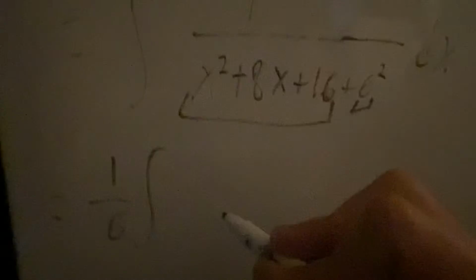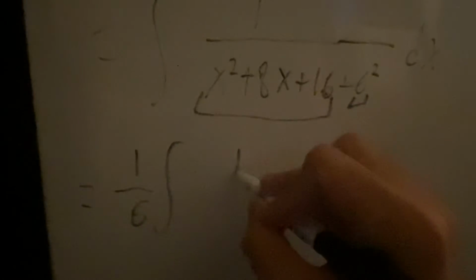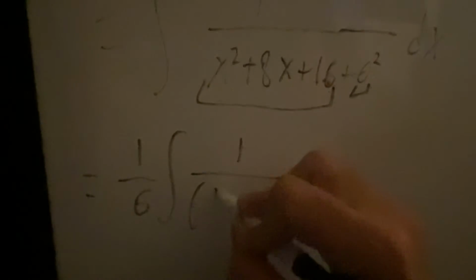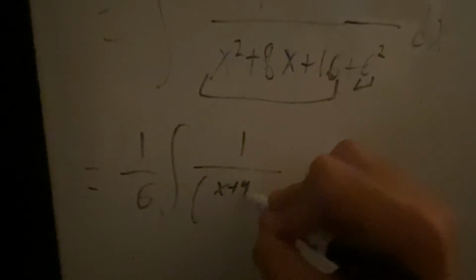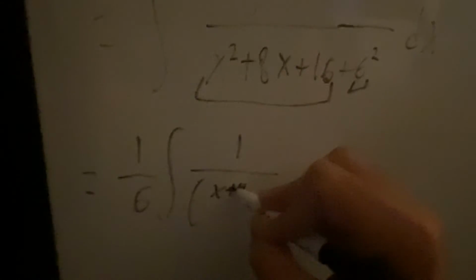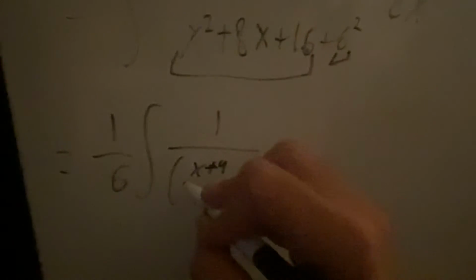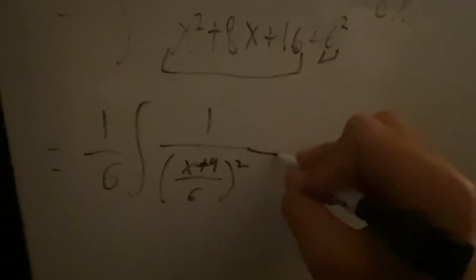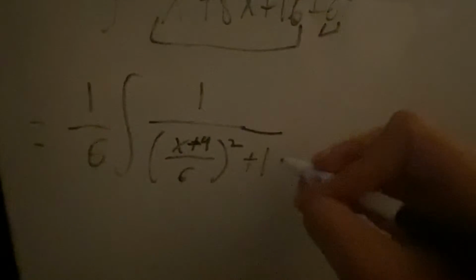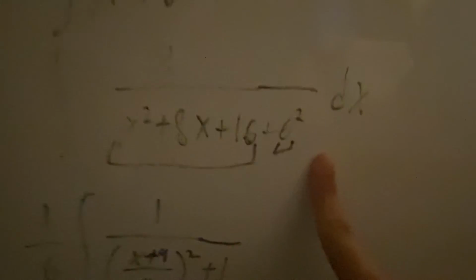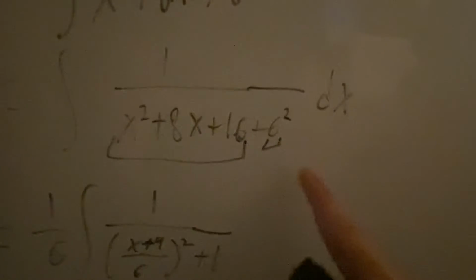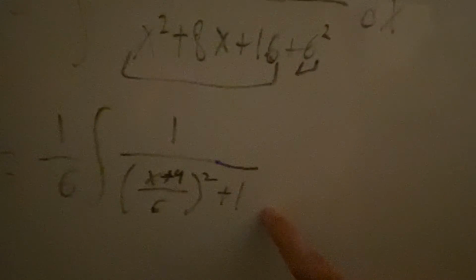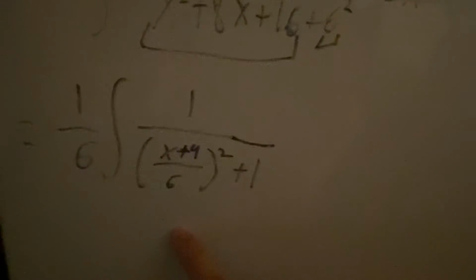And we get 1 over x plus 4, right? It's x plus 4 squared, but we're dividing that by 6, or multiplying it by 1/6, same thing. And then we're going to add 1, because 6 squared, we multiply that by 1/6, and we get 1 squared, which is just 1. So now we have this equation.